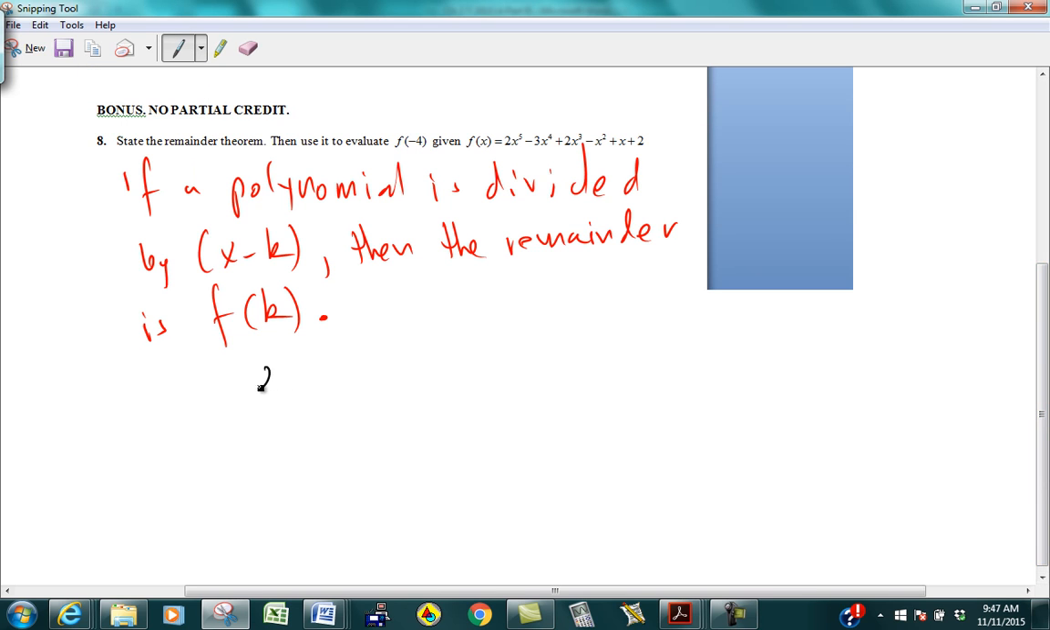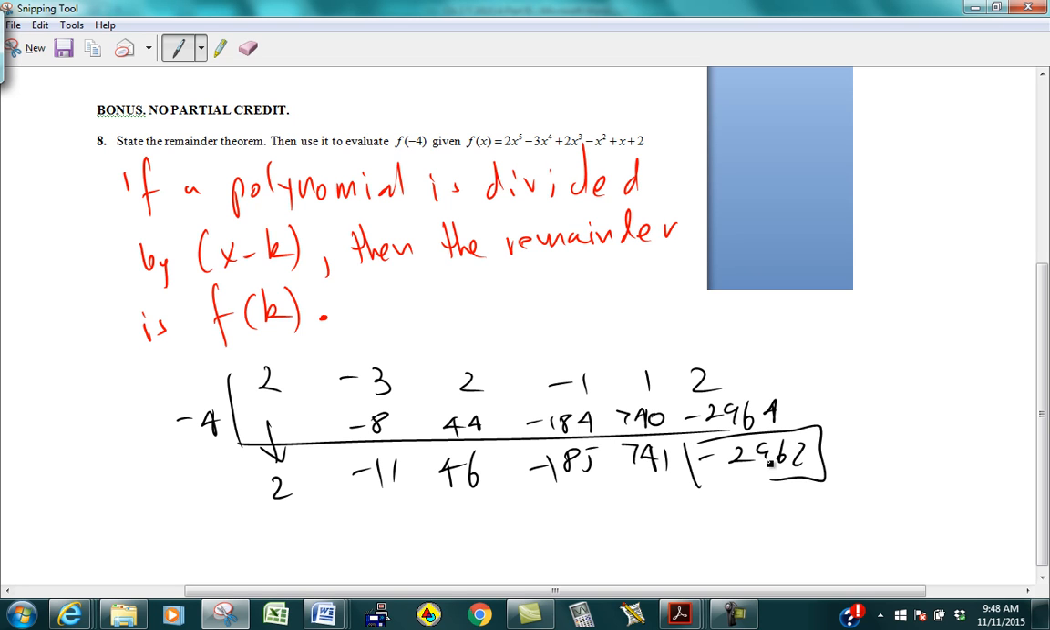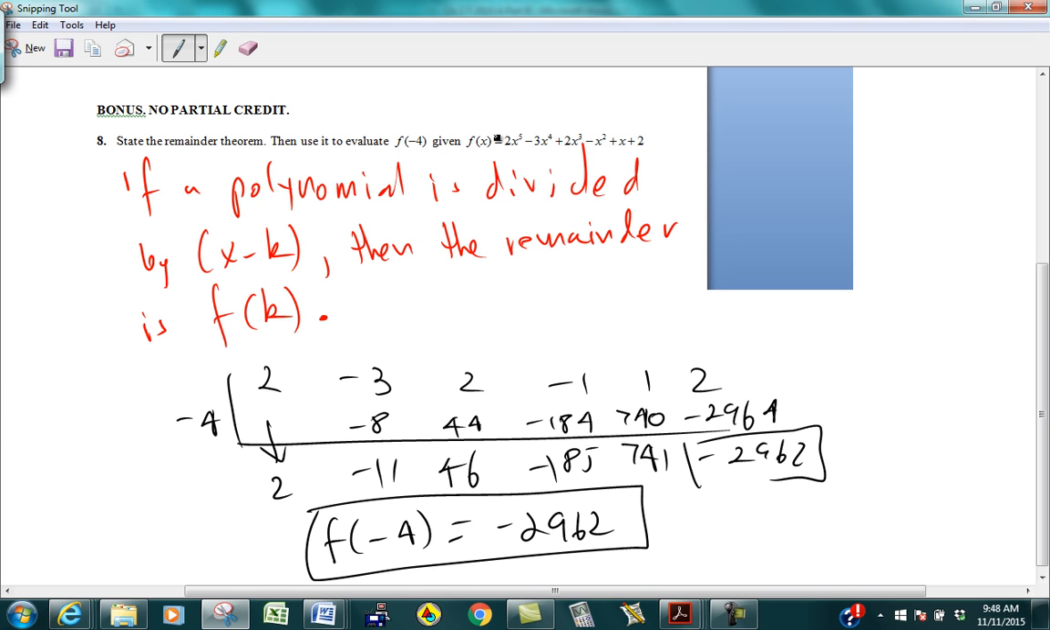We've got 2, -3, 2, -1, 1, 2. And we are doing a -4 here. And then you do your synthetic division. So that's 2, -8, -11, 44, 46, -184, -185, and then times -4, that gives me 740, and that gives me 741, and this gives me -2964, and this gives me -2962. So then f(-4) is equal to -2962. That's the way you need to present the answer. And you can always check by putting in -4 for x and checking that you get the same answer. These are your no-smoking tests, okay?